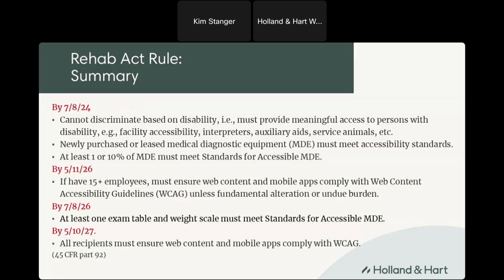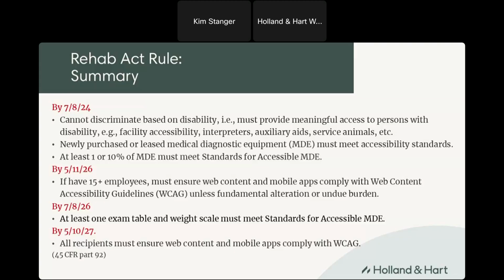All right, that is a quick summary of what the rehab rules require. Just in short, as far as the deadlines, effective now, effective July 8th of 2024, you cannot discriminate based on disability. That generally means you've got to provide meaningful access to persons with disability. That's providing facility accessibility, interpreters, auxiliary aids, service animals, etc. Any newly purchased or leased medical diagnostic equipment must meet those accessibility standards unless you otherwise satisfy the scoping standards. Those scoping standards are at least 10%, but no fewer than one of the MDE must meet those standards of accessibility.